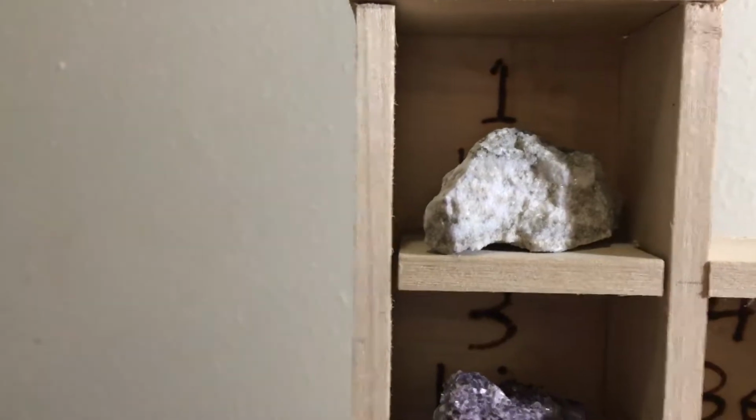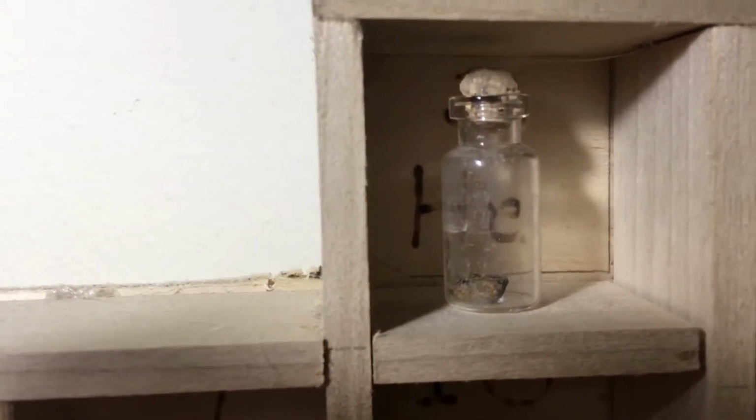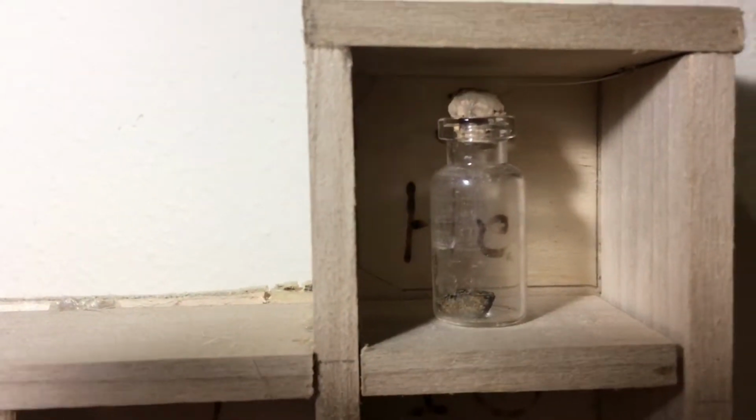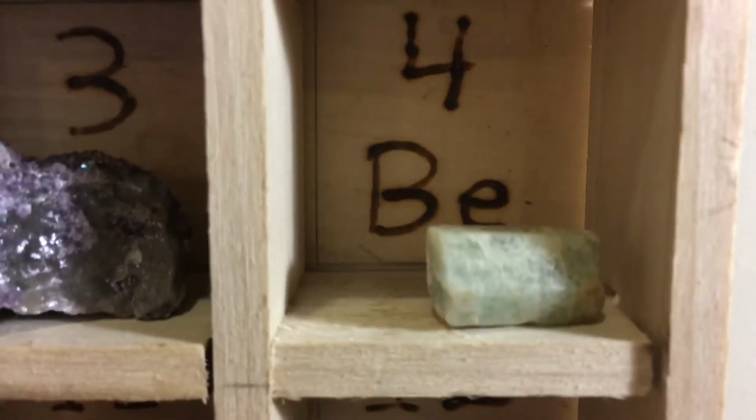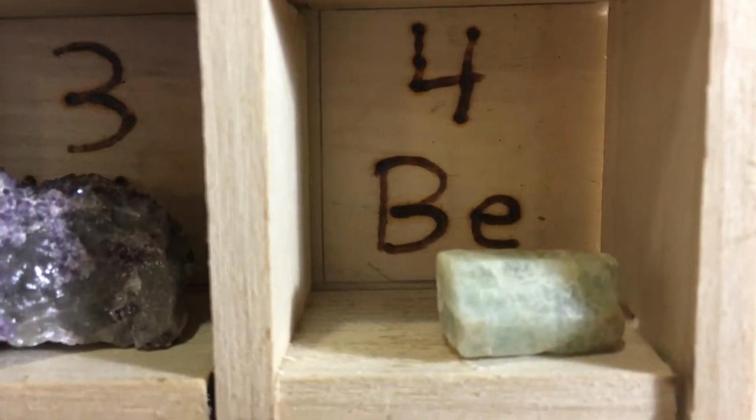For hydrogen, we have a piece of gypsum. Over to helium, there is a piece of uranium in a bottle because it decays through alpha. There's a little bit of helium in there. To lithium, lepidolite mica. Beryllium, we have a beryl.